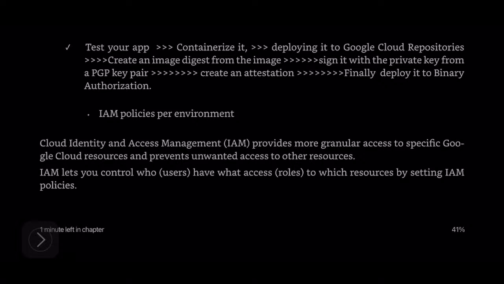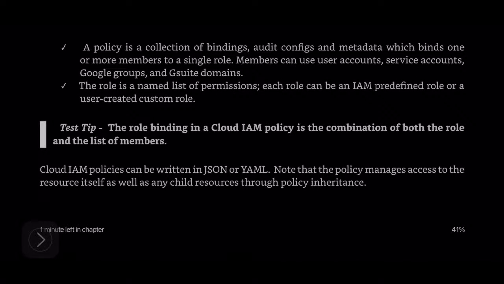IAM policies per environment. Cloud Identity and Access Management, IAM, provides more granular access to specific Google Cloud resources and prevents unwanted access to other resources. IAM lets you control who, users, have what access, roles, to which resources by setting IAM policies. A policy is a collection of bindings, audit configs and metadata which binds one or more members to a single role. Members can be user accounts, service accounts, Google Groups, and G Suite domains. The role is a named list of permissions. Each role can be an IAM predefined role or a user-created custom role.